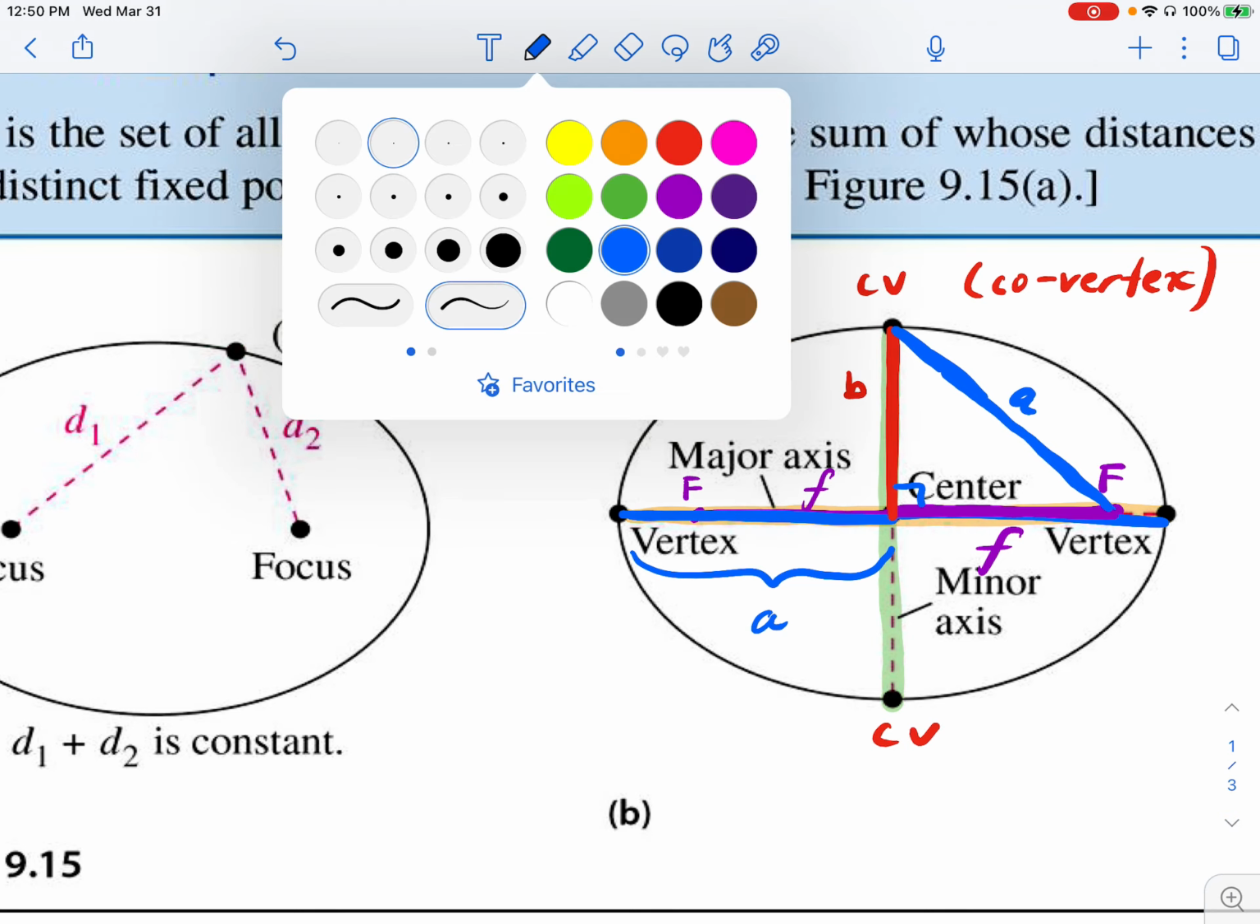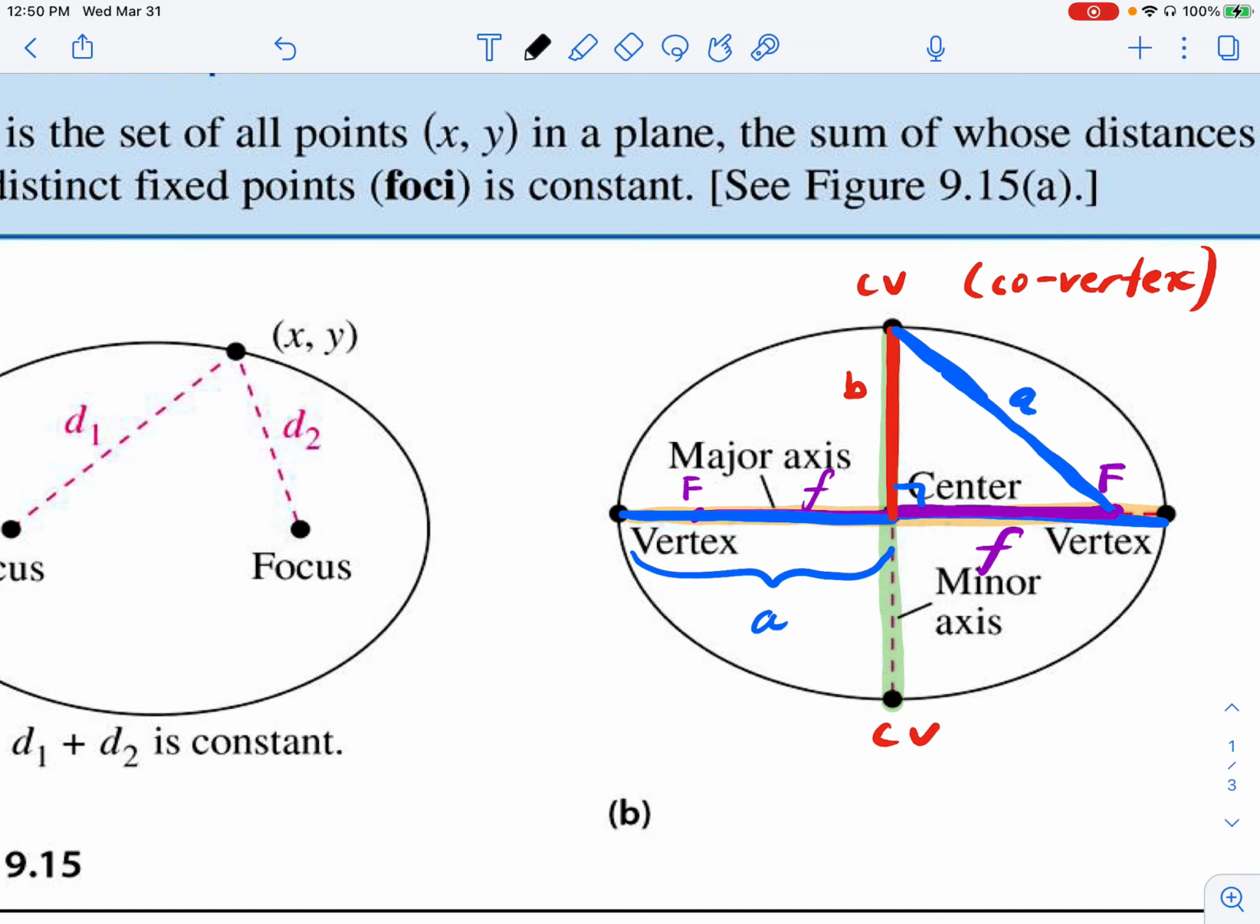So we would then be able to say the following. We can say that b squared plus f squared is equal to a squared. And put more simply, we can then say f squared is equal to a squared minus b squared. Okay? So a couple of other summary notes here.